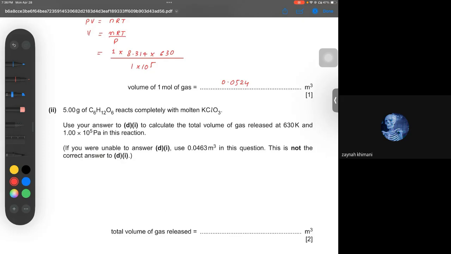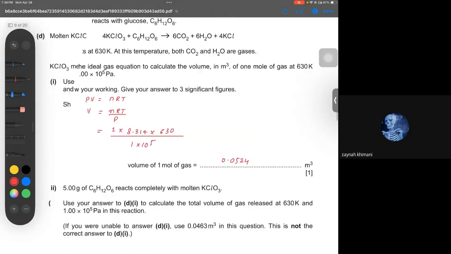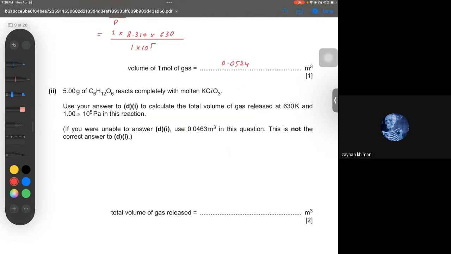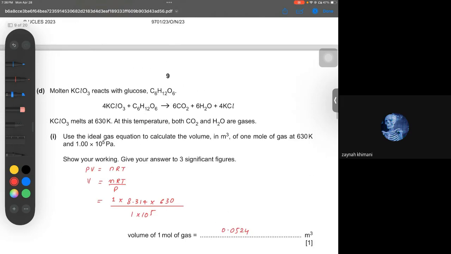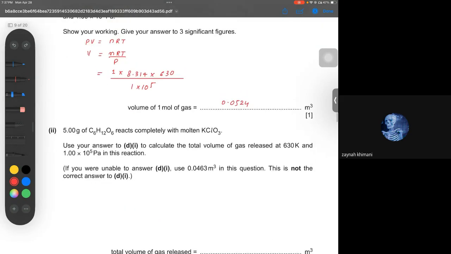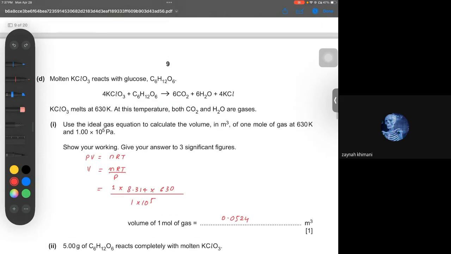So how I would be doing this question? They are saying use your answer to D part 1. In D part 1 I got 0.0524. That was the volume of 1 mole of gas. Like we have calculated volume of 1 mole of gas.